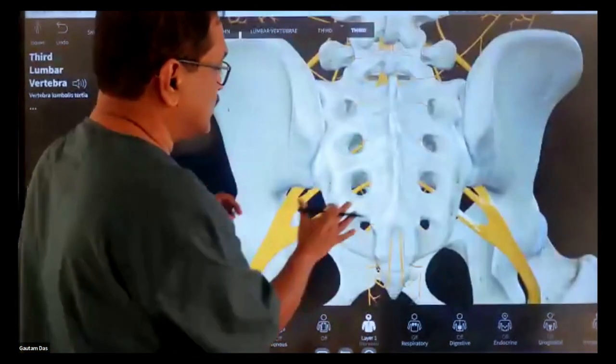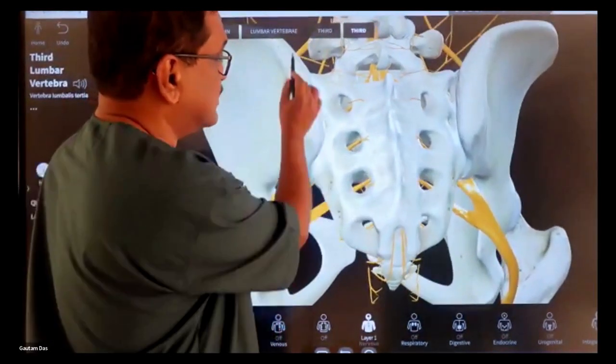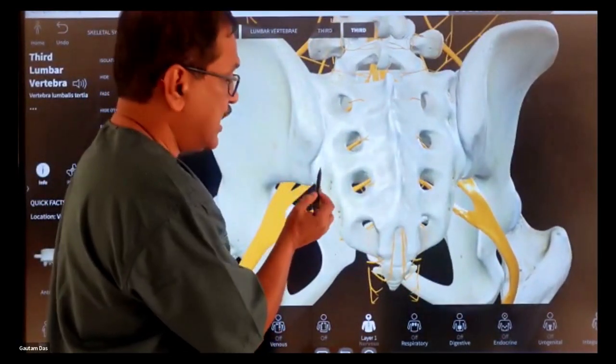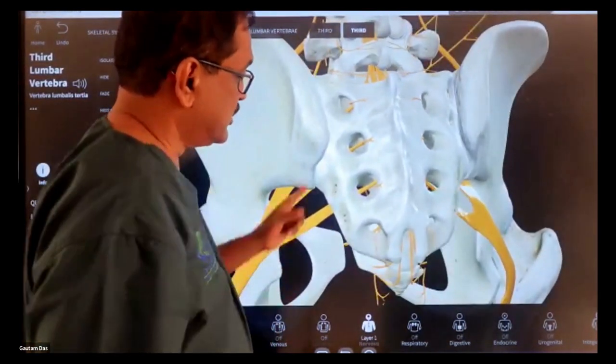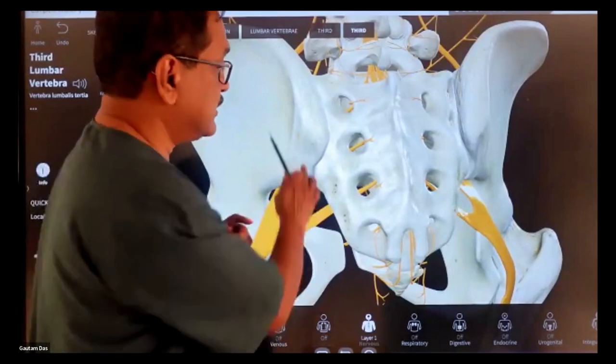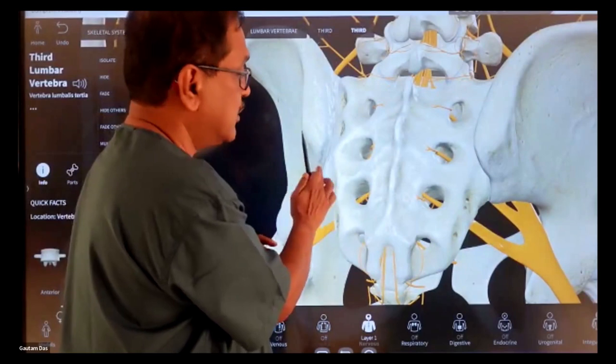Then we'll be going for the sacroiliac joint injection. So again, you see the sacroiliac joint, this is your iliac crest, and this part of the joint is our target. This part is your synovial part, and this part is your fibrous part. Upper part is fibrous part, lower part is synovial part.